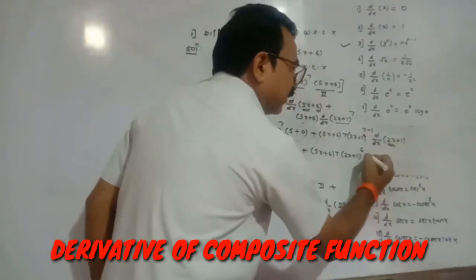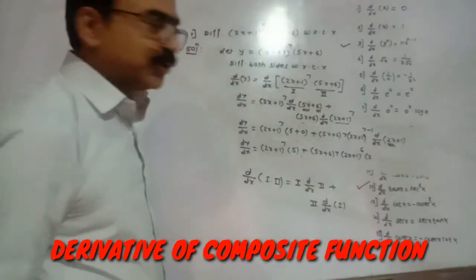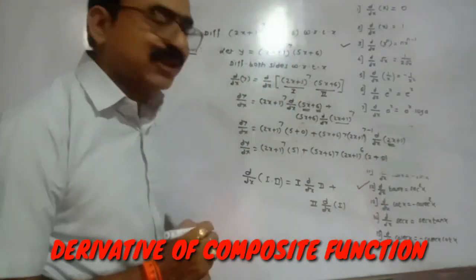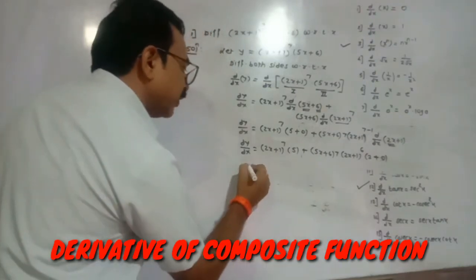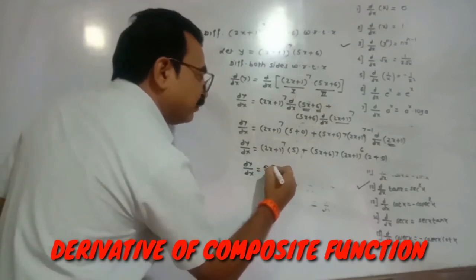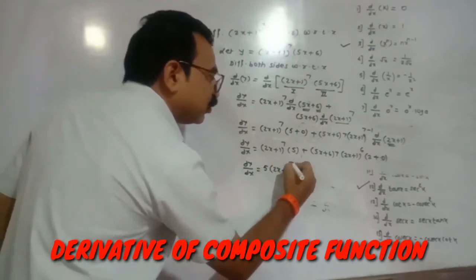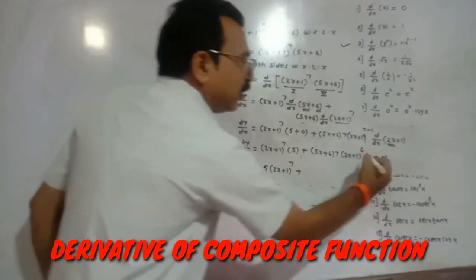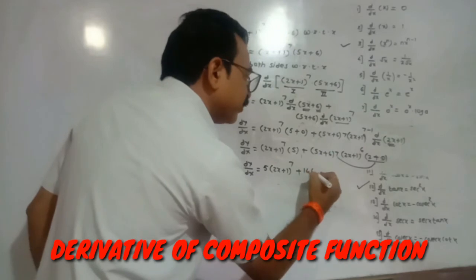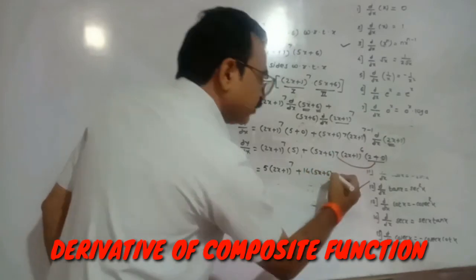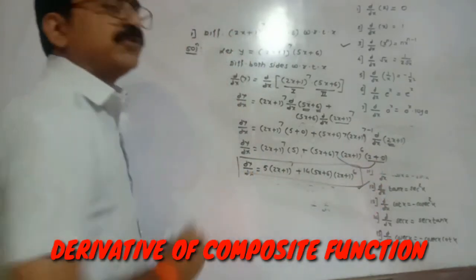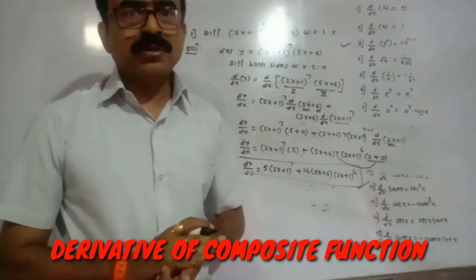So the derivative of 2x is 2, plus the derivative of 1, which is a constant and therefore its derivative is 0. So dy by dx is equal to, write down this 5 as a coefficient, 5 multiplied by (2x + 1) raised to power 7, plus 2 plus 0, which means 2. 2 multiplied by 7 means 14, times (5x + 6) and (2x + 1) raised to power 6. So friend, this is your required derivative.